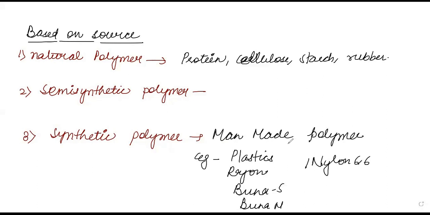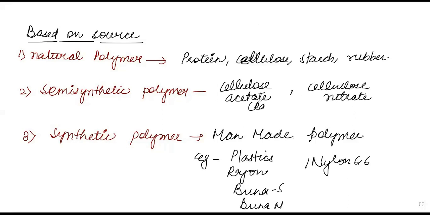So if I am talking about the semi-synthetic ones, semi-synthetics are very, very important. Its examples are, please write, cellulose acetate, and cellulose nitrate. So these are the examples, and this is also known as rayon.